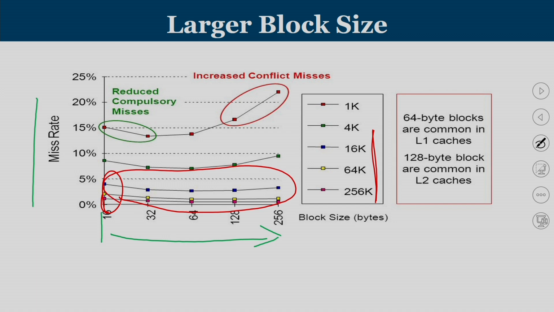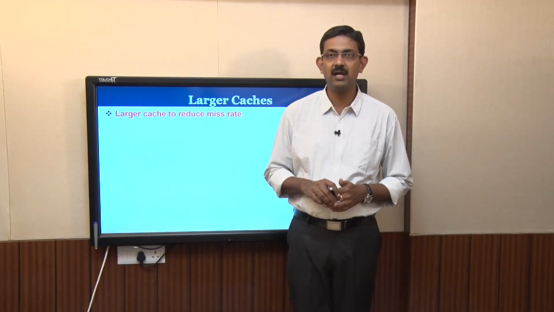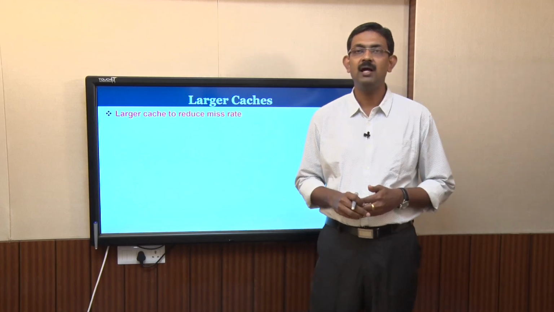When you increase the block size, the miss rate slightly dips and then is kept more or less constant. So, this gives us a fair idea about the relative trend of block size with respect to miss rate. Second optimization what we are going to study today is about trying to employ larger cache.